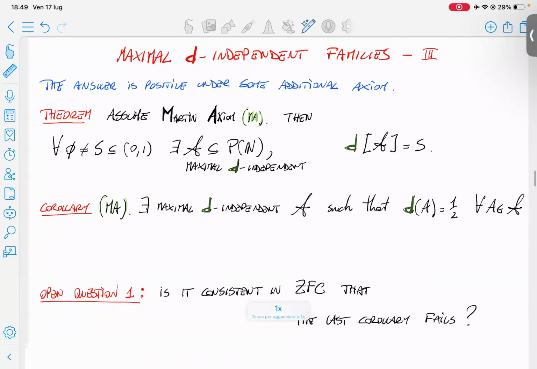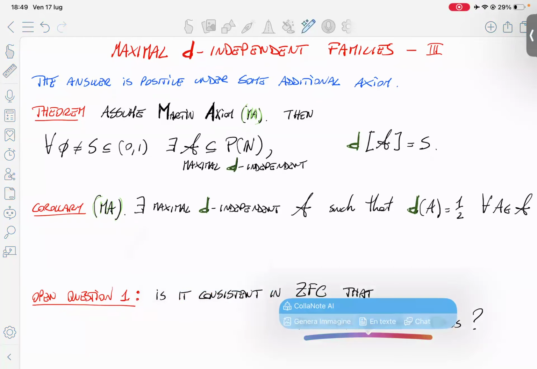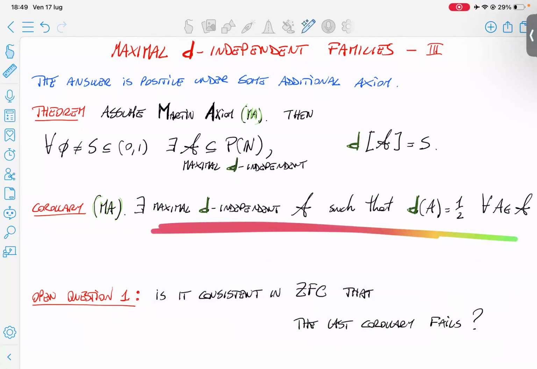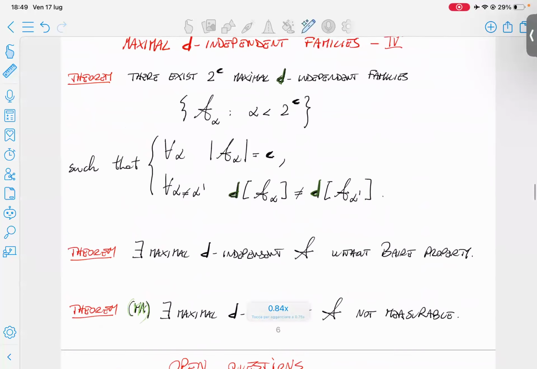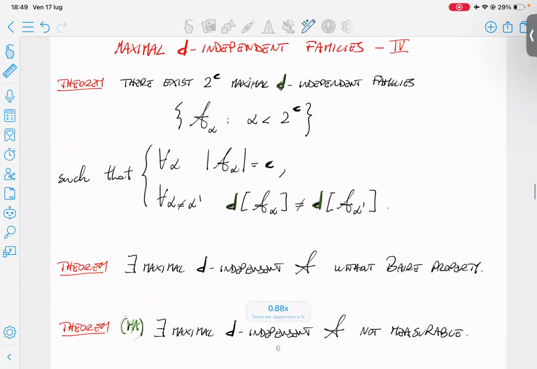First open question, and at the end, I will tell you some additional open questions. Is it consistent that this last corollary fails in ZFC? So do we need some axiom here on the left? That's basically the last slides before the open questions.